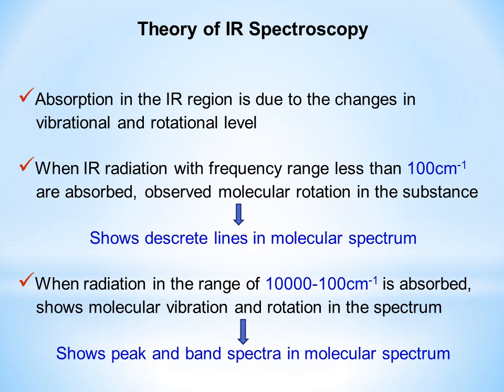When radiation in the range of 10,000 to 100 cm inverse is absorbed, that shows molecular vibration and rotation in a spectrum, and that gives us peak or band spectra in a molecular spectrum. That means in this case, wherever there are vibrational and rotational changes, we can get peak and band spectra.